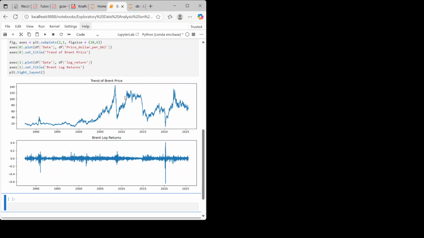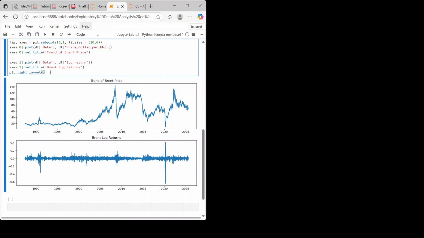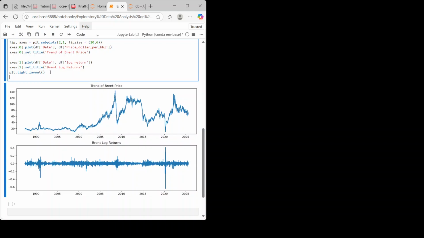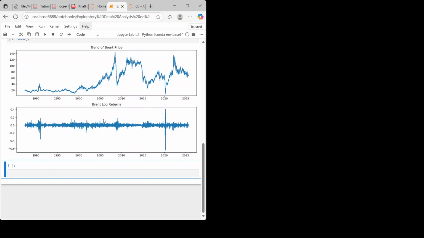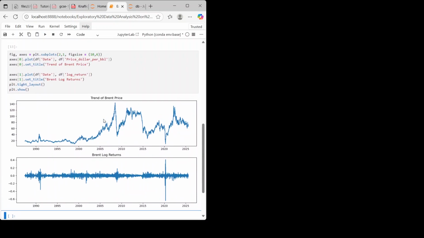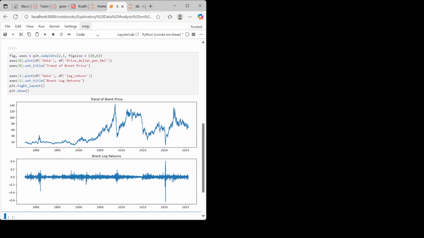Yep, and then we've seen that there's some form of a gap here, looking better than it used to. And then let's use our almighty show. Whenever you are done, you need to use this to make it more presentable. There we go. Yeah, so we have our data.